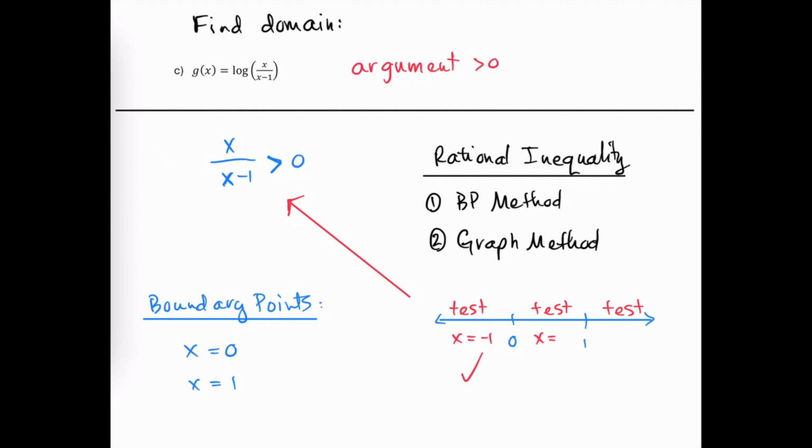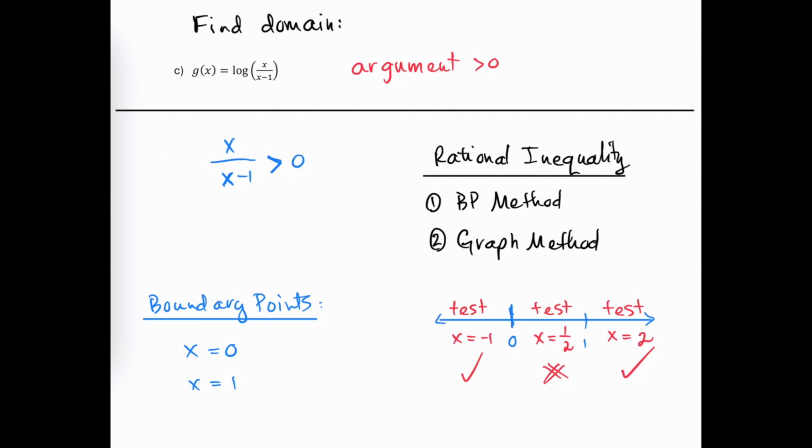Now let's test x is equal to positive 1/2, for any value in between 0 and 1. So here we have positive 1/2 over 1/2 minus 1, which is negative 1/2. This ratio is negative 1, which is not greater than 0, so this interval is not going to work. Now let's choose a test value that is in the greater than 1 interval. Let's say x is equal to 2. When we plug 2 back into the original inequality, we get 2 over 1, which is a positive quantity, so that interval will also work.